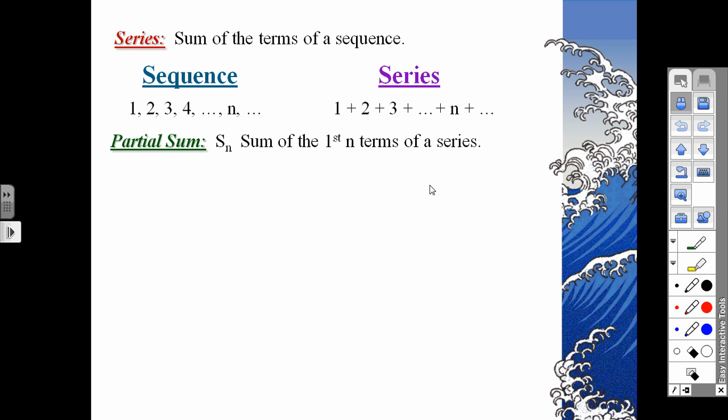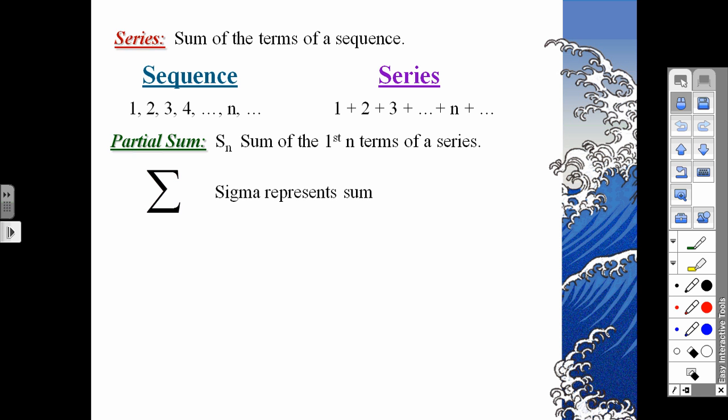Well, in a series, because you're actually adding these numbers together, you can get a sum, right? But if your series goes on forever and ever, you can't get this sum of an infinite series unless it's a very specific case, which we'll look at later. So what we're going to be doing is actually looking for a partial sum. So that means just the sum of the first n number of terms in your series, and they'll tell you how far out they want you to add it up to.